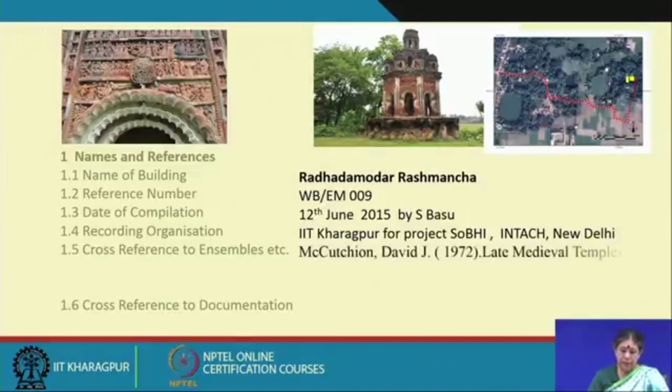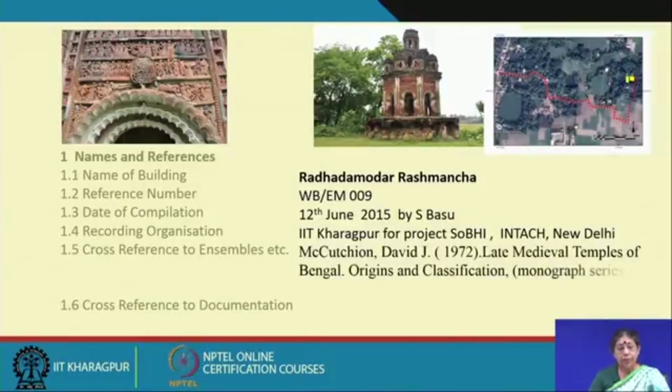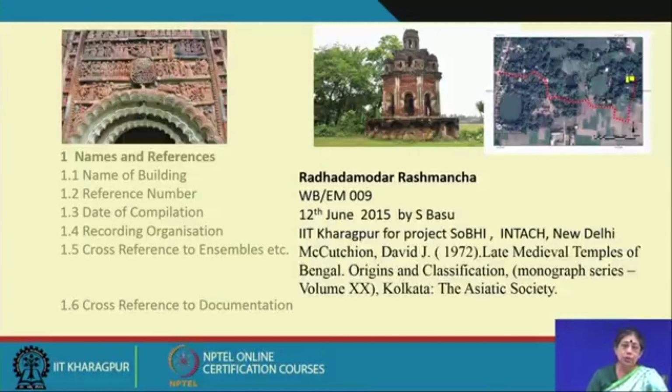In this case, we have basically followed David McCutcheon's book on late medieval temples of Bengal, published by the Asiatic Society, Kolkata. David McCutcheon did a very detailed classification of the late medieval temples of Bengal, and so we followed that, some sort of cross referencing of these types of structures: what category, what are the characteristics, which particular subcategory it will belong to. There were many other documents; I have just put one as an example.